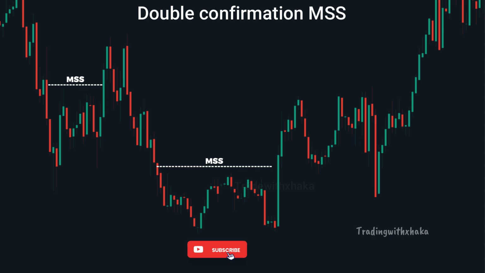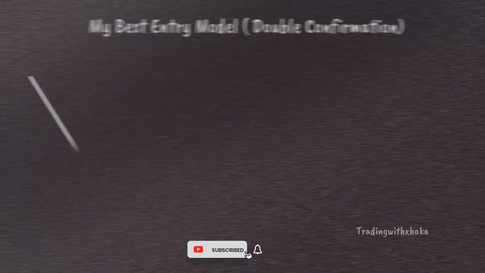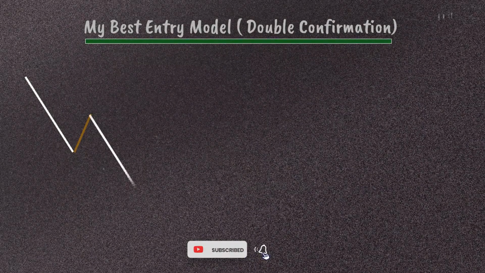When we are talking about the change of character, what do we mean? Let's just say, for example, we're in a downtrend and the market continuously makes lower lows and lower highs. Eventually, for some reason, the price makes a change of character. It violates the previous market structure high, signaling a possible reversal. Now this is when we look for rejections from the recent demand area created by the change of character move.